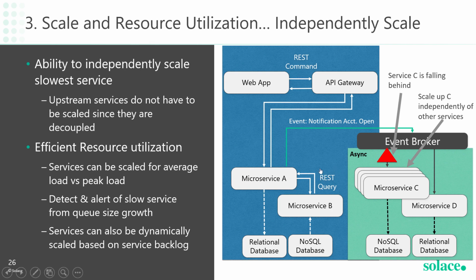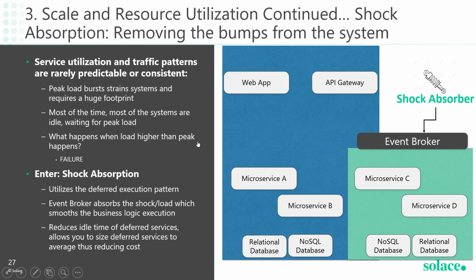That acts to both allow you to scale for average load versus peak load, and it allows you to really detect and alert on a slow service based off of, for instance, a queue size growth situation. And services are then also able to be dynamically scaled based off of that backlog. So instead of having to have a whole lot of services scaled for peak load, you only have to scale your services for the average load, and then in the case of an unexpected peak, you can just scale them up dynamically, which again would save a lot of money in the course of a year, especially where you have bursty style use cases, Black Friday events, etc.